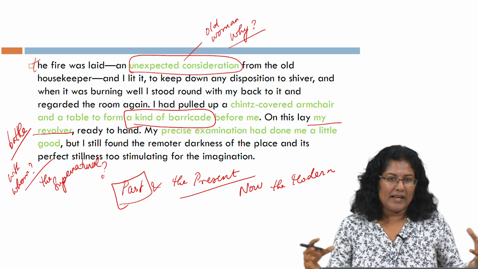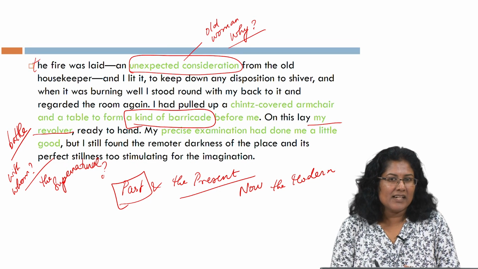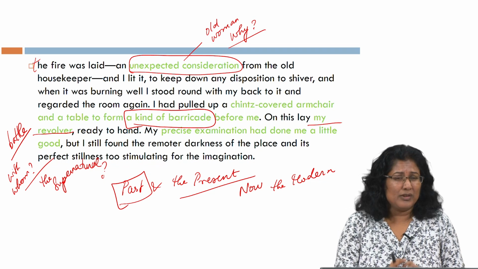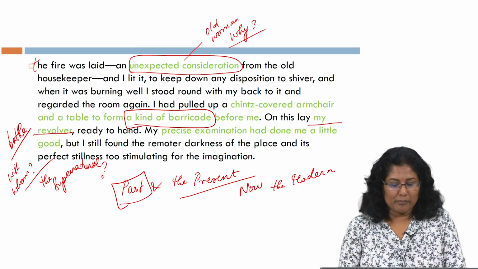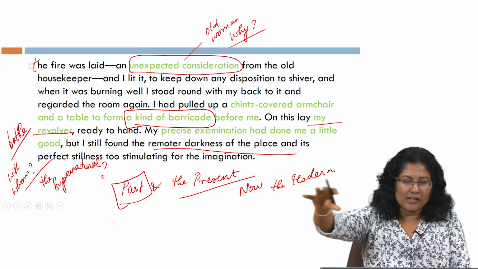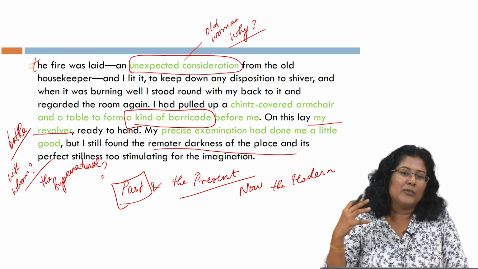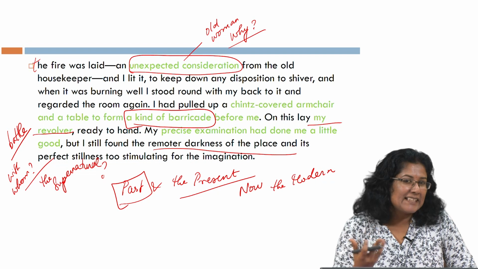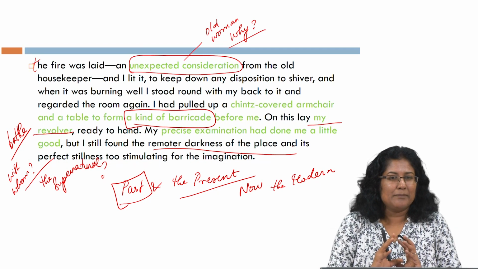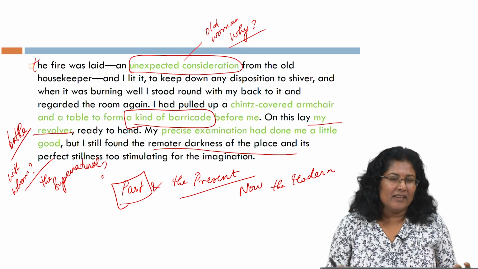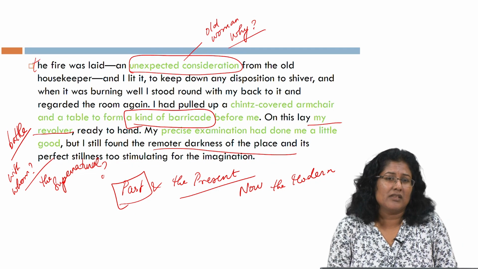So he is kind of barricading himself, and he feels that his examination of the room had done him a little good, not quite a lot, because he still found the remoter darkness of the place. Remoter darkness. There are corners in the room which are still dark and which seem to him to be full of presences, spectral presences lurking there, and its perfect stillness. Again, the silence is too stimulating. He can't bear it because it makes him imagine all sorts of things.